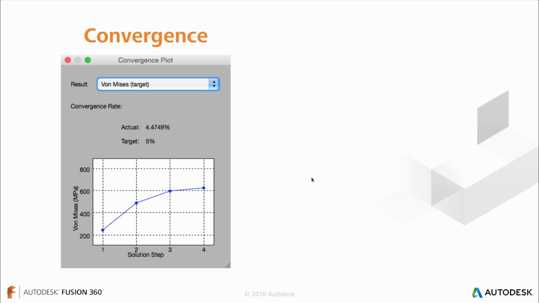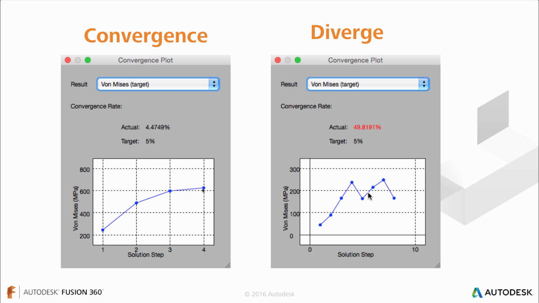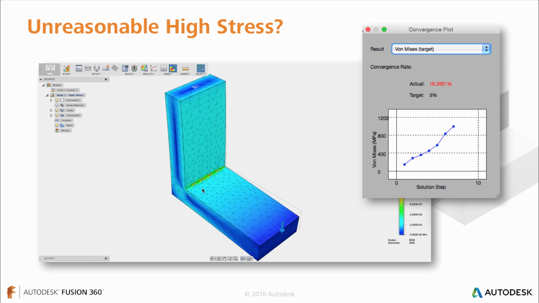Convergence is what you want to see. You will only see the convergence plot when you actually use the adaptive meshing tools. This is your ideal situation that you see here. It gradually kind of tops out. That last value that you see there, the fourth solution step, should be your results that you actually use. Divergence can look like this. It can also take the shape of that singularity case where it just continues to rise to infinity as those elements get smaller and smaller.